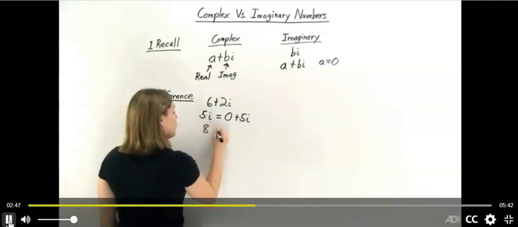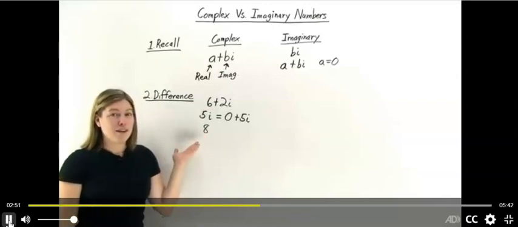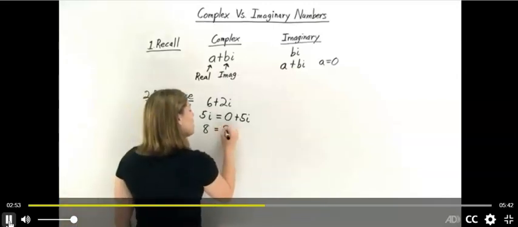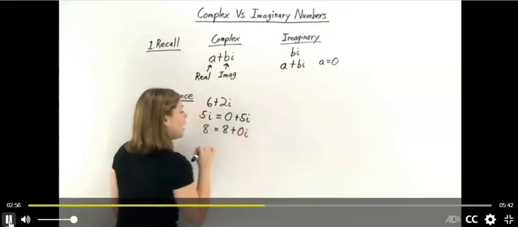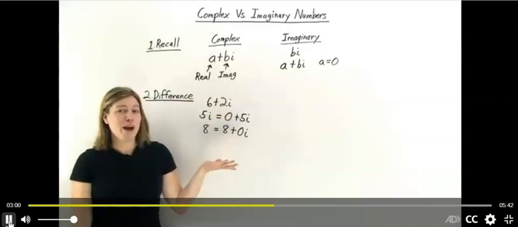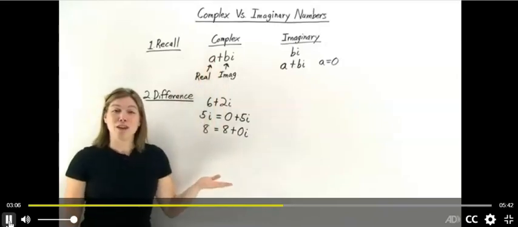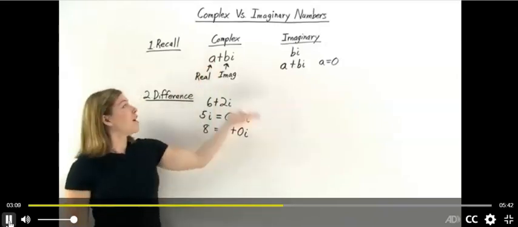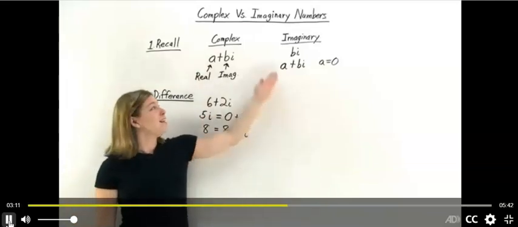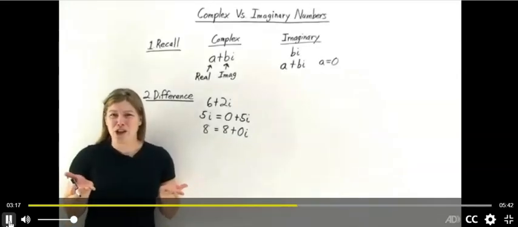And same thing goes for the reals. Take the number 8. That's a real number. But we can also rewrite this as 8 plus 0i. Here, that 0i just means that the imaginary part goes away and we're left with the real part of 8. So, 8 is a complex number, but it's also a real number. So the real numbers are a type of complex number, and the pure imaginary numbers are also a type of complex number. But why all the confusion between the two?